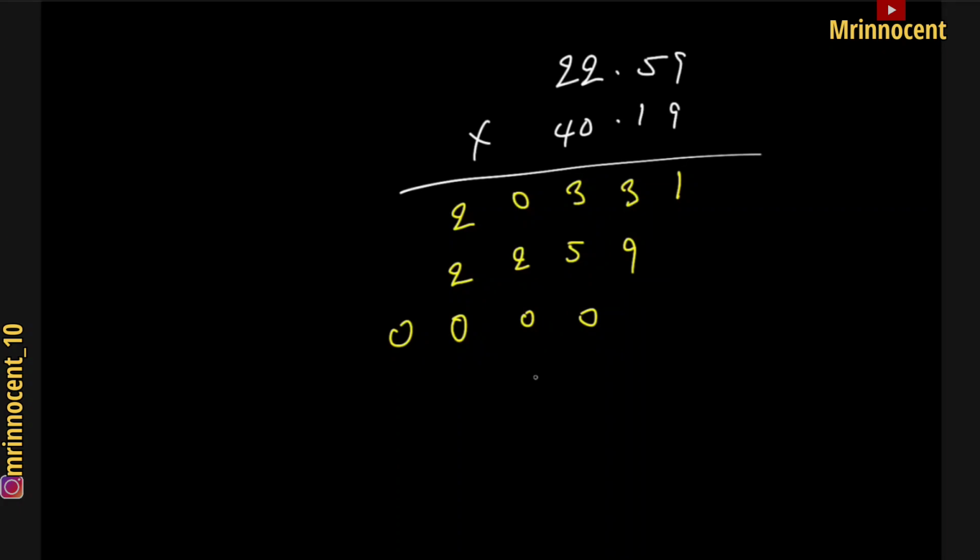4 times 9 is 36. 36 in base 10 is 3, remainder 6. 4 times 5 is 20 plus 3 is 23. 23 in base 10 is 2, remainder 3. 4 times 2 is 8. 8 plus 2 is 10. 10 in base 10 is 1, remainder 0. 4 times 2 is 8 plus 1 is 9. 9 in base 10 is 0, remainder 9.